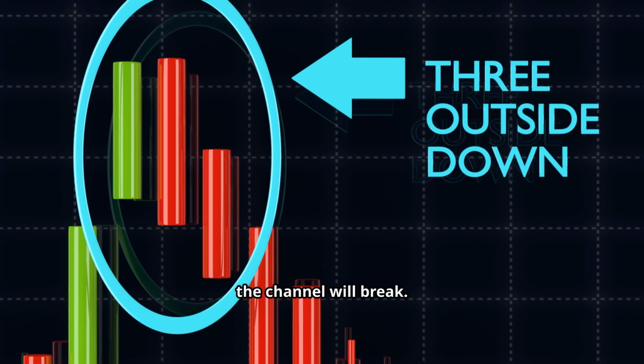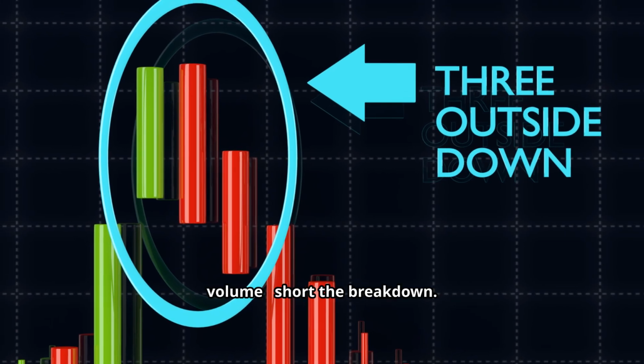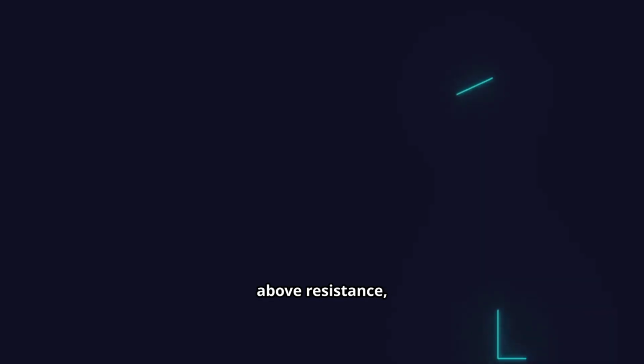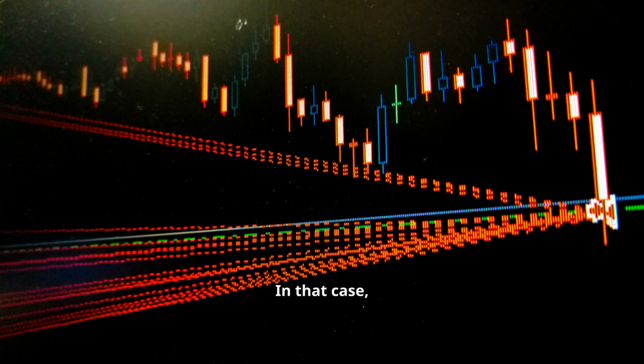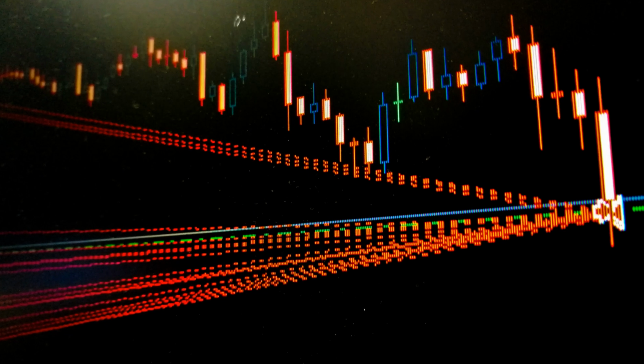Eventually the channel will break. If it breaks below support with strong volume, short the breakdown. But if price breaks above resistance, it can signal a reversal. In that case, go long after confirmation.